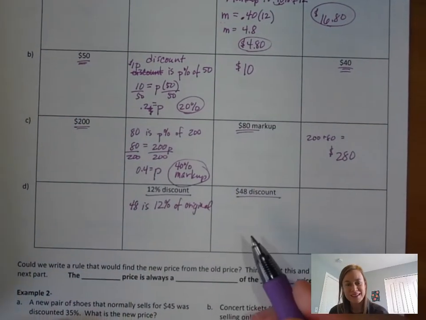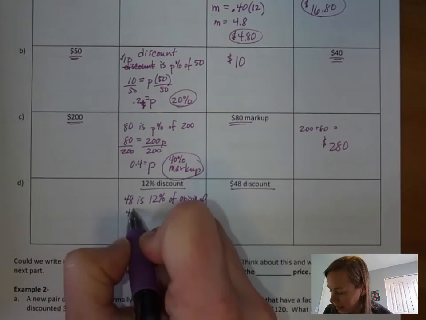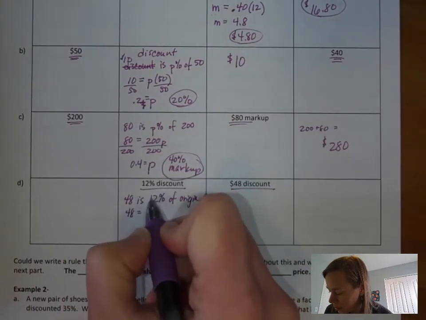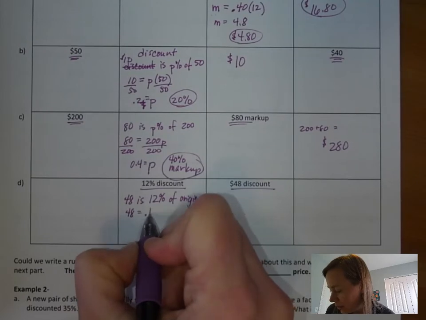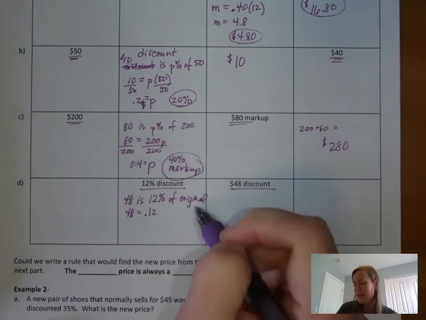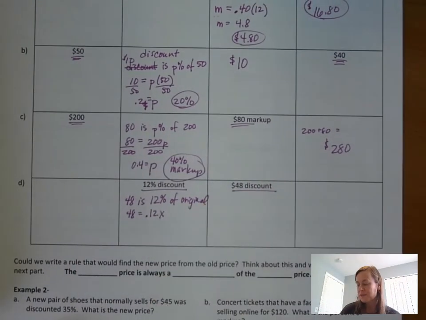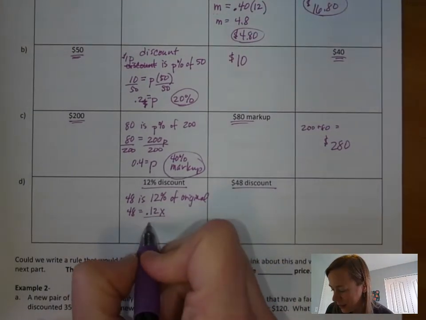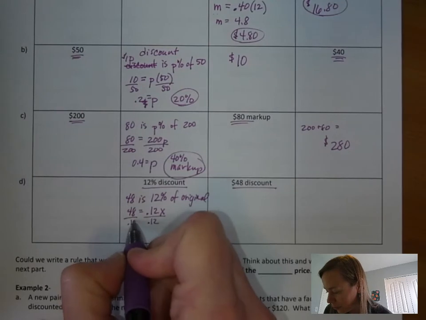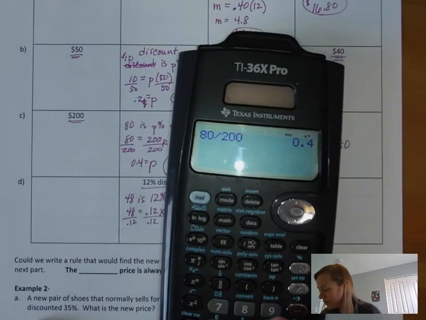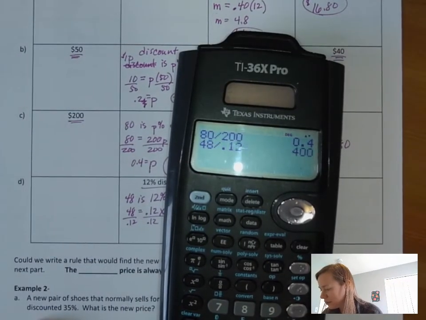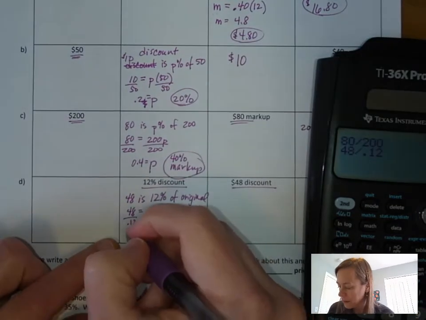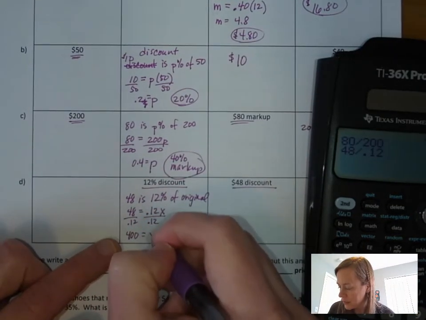Okie doke. Now let's make it into an equation. 48 equals 12% is going to be 0.12 once you convert it. And then for original, I'll just put X. You could put O for original, but it might look like a 0. That's kind of risky. I'm definitely sticking with X here. Now, to get that X by itself, let's divide everything through by that 0.12. So we've got 48 divided by 0.12. It looks like that's 400. 400 equals X.